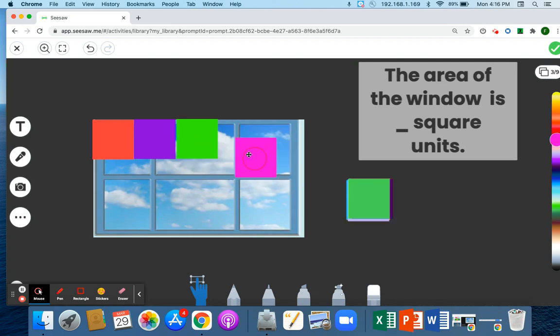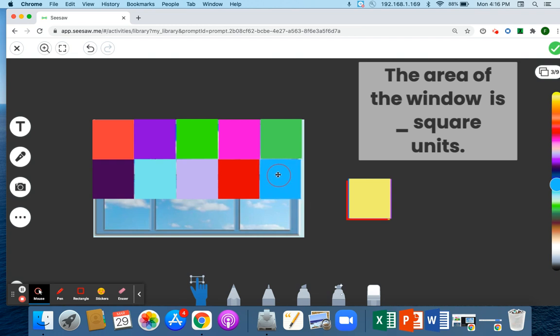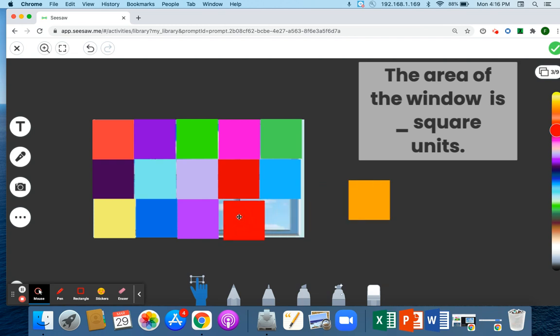And you can see as we're covering our window with square units, we're actually making rows of them. And the rows of square units are equal. That's what happens when we measure the area of a rectangle. The square units are always in equal rows. So we're making an array of the square units. And whenever we have an array, because the rows are equal, we can think about using multiplication to find the total. I'll put the red one right there so it's not right next to the other red one.